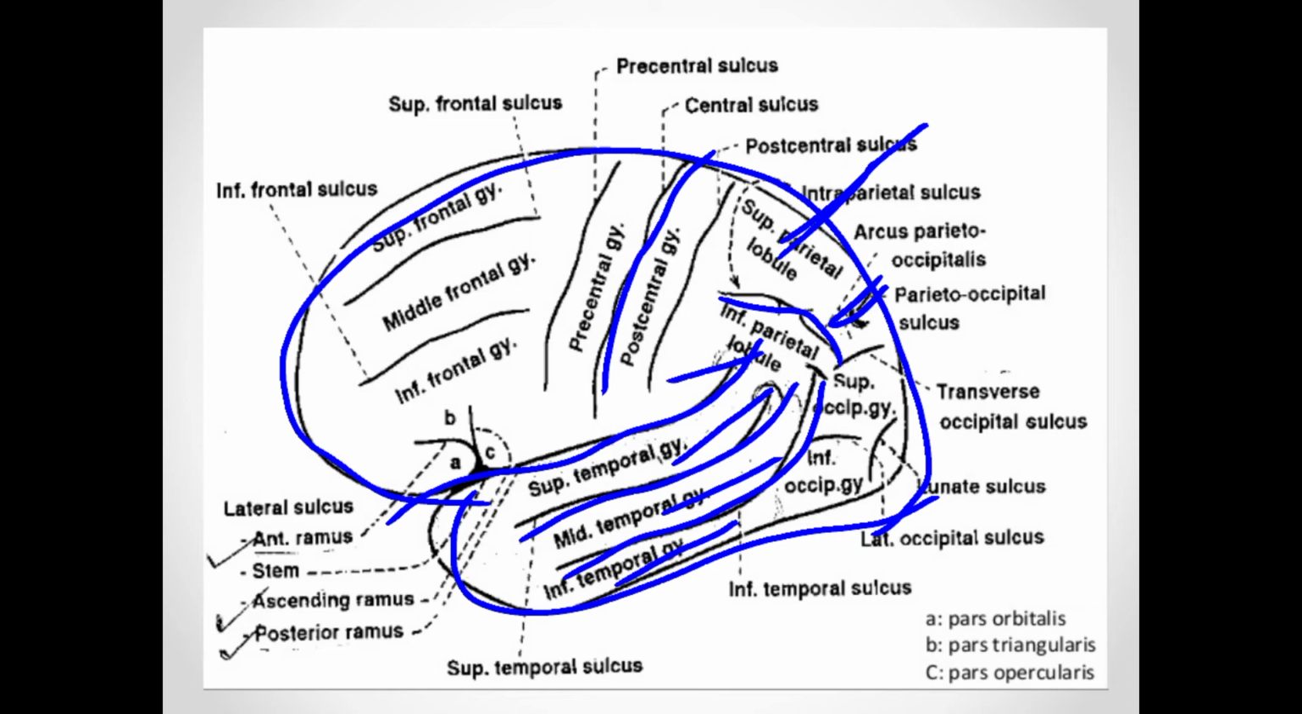Next is the occipital lobe. If you look, there is a half-moon shape here, that is called the lunate sulcus. Next, the lateral occipital sulcus is here, which divides the lobe into the superior occipital gyrus and inferior occipital gyrus. So these are the parts you are looking at on the superolateral surface of the cerebrum.